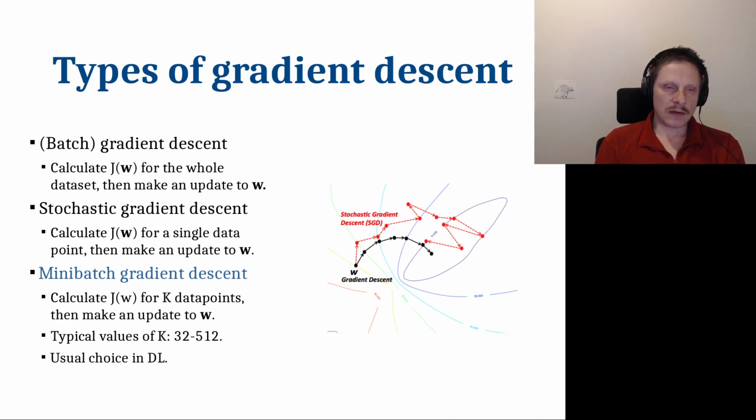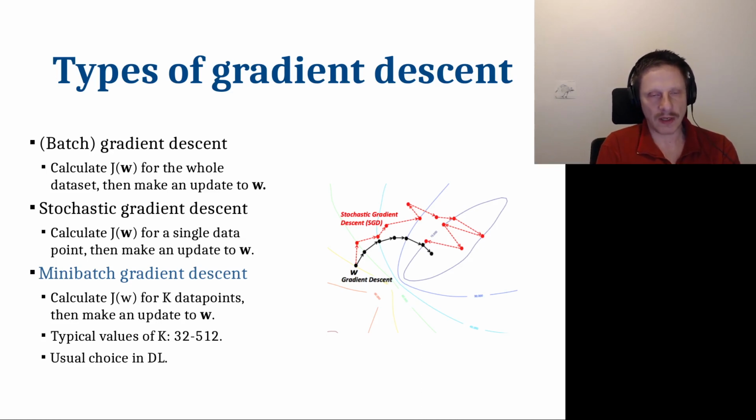Of course, in practice, we typically use something in between these two cases, namely mini-batch gradient descent. In this case, we calculate the objective function for a sample of k data points, then make an update to the parameters, and then again take another sample of k data points, and so on.